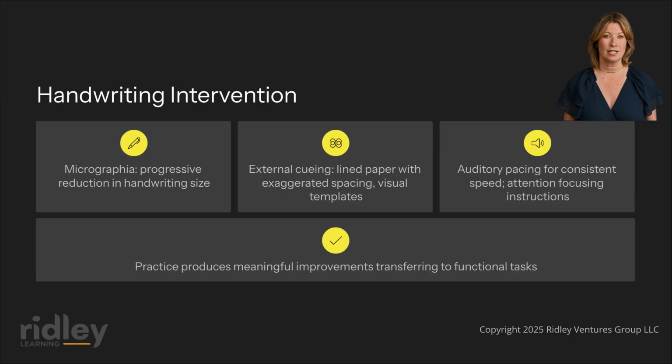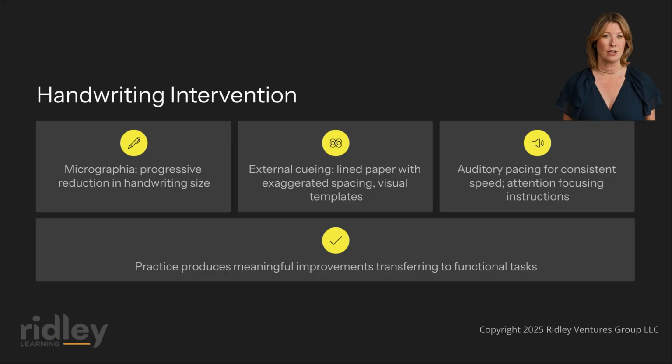Micrographia, the progressive reduction in handwriting size characteristic of Parkinson's disease, represents a specific occupational therapy target with strong evidence supporting intervention effectiveness. Handwriting difficulties result from the amplitude scaling deficits that affect all movements in Parkinson's disease, with progressive size reduction occurring both within and across words.